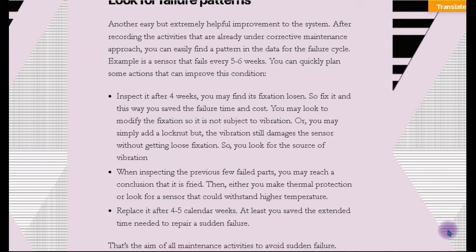For example, you will find the lock nut is loose. Why loose? Because of vibration. So you will tighten the nut, and you will give it some extended life. You can put a schedule to tighten it every 4 weeks. Maybe you put a lock nut. But if it is subject to vibration, the vibration damages it. So you need to look for the root cause of the vibration to eliminate it. You can see how the system improves.